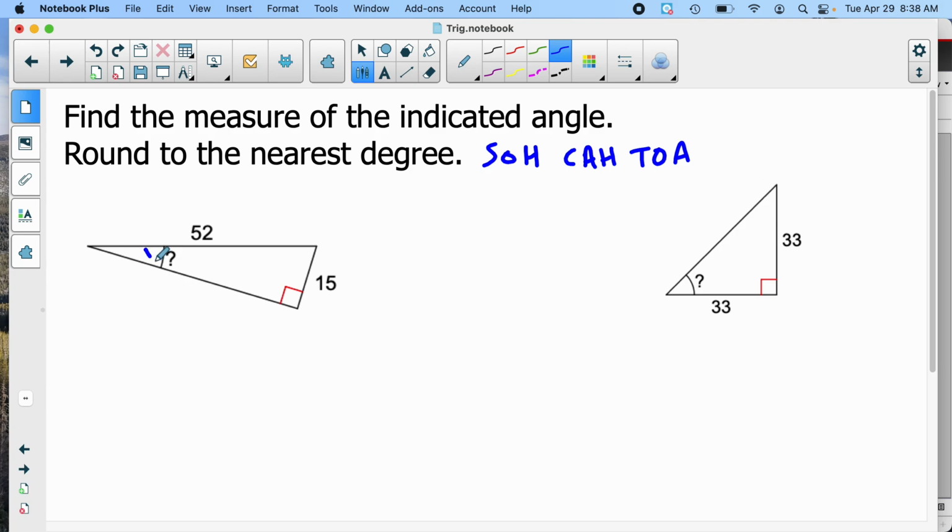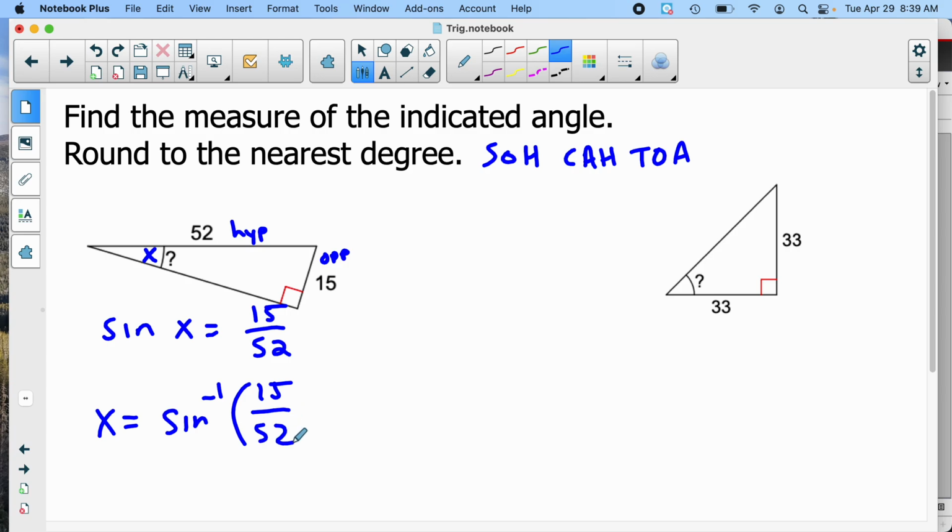And again, I'm going to change the question mark to an x. So I'm looking at this picture. Based on the angle x, 15 is the opposite side, and 52 is the hypotenuse. So in this case, I have opposite and hypotenuse. This is sine. So the sine of x equals 15/52. How do I undo it? I do the inverse of the sine function. So I would write x equals inverse sine of 15/52.